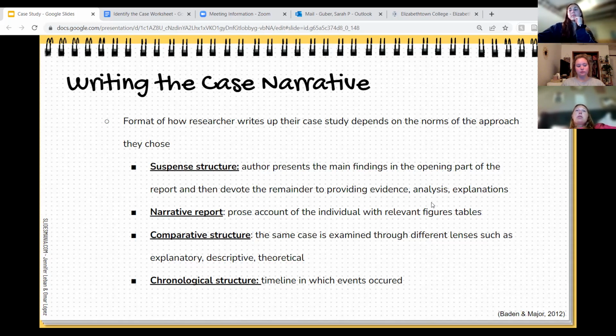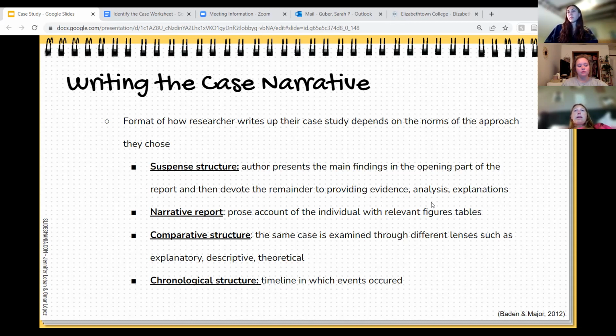Next, we will discuss writing the actual case narrative. The format of how a researcher writes up their case study depends on the norms of the approach they decide to choose. It could be a suspense structure where the author presents the main findings in the opening part of the report and then devotes the remainder to providing evidence, analysis, and explanations. It could be a narrative report. These are prose accounts of the individual with relevant figures and tables.